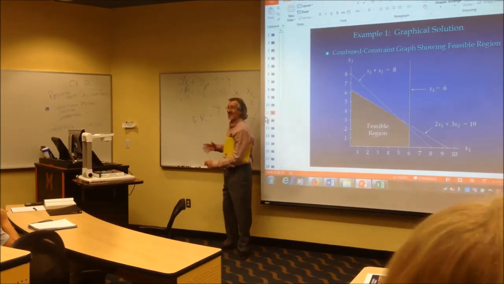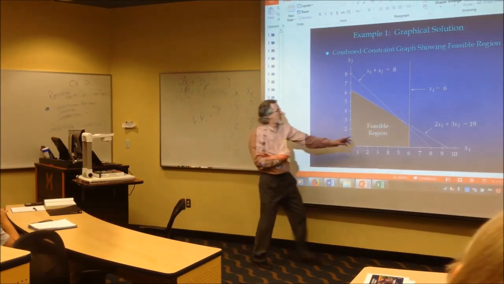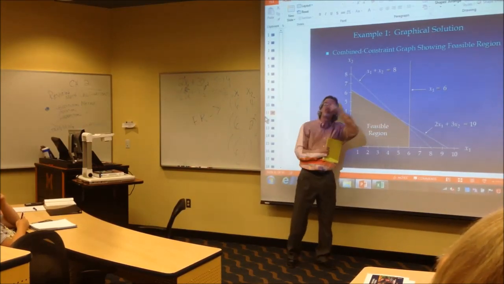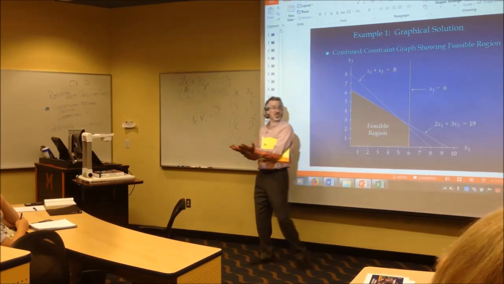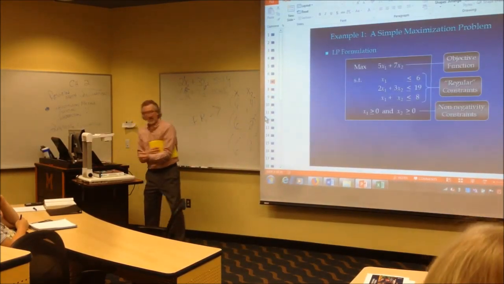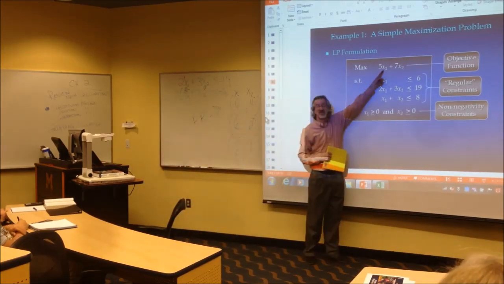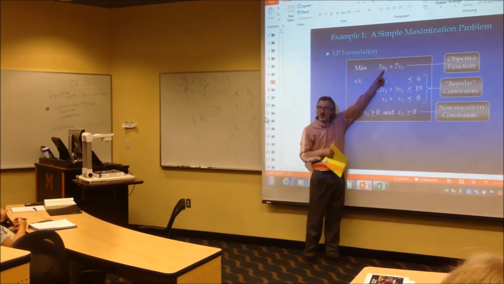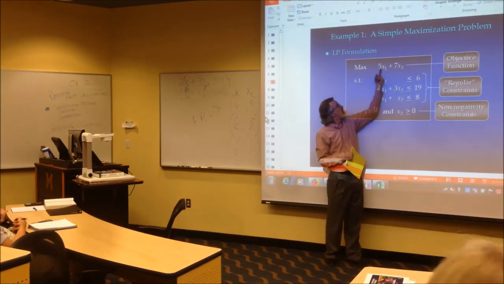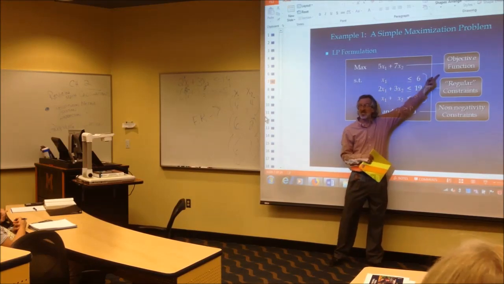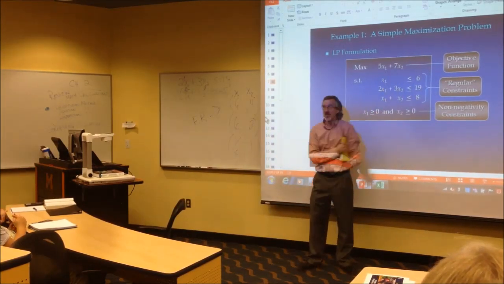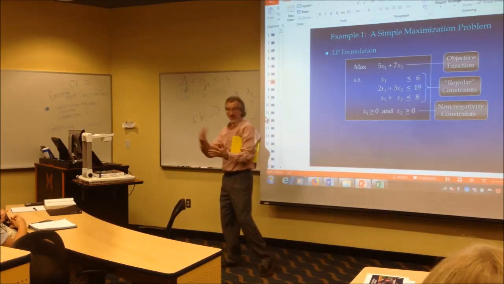5, 3. And now we have to go back and plug in 5, 3, 5 for x1, 3 for x2 in the objective function and get that objective function value. Let's go to the objective function. Plug in 5. 5 times 5 is 25. Show me you're doing this, that you realize it. Plug in 3. 3 times 7 is 21. 25 plus 21, 46.